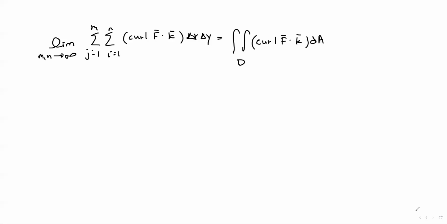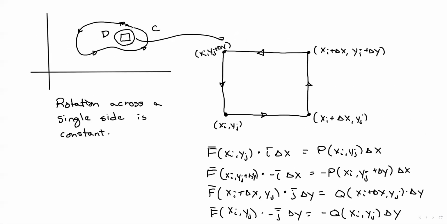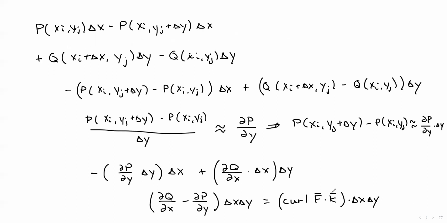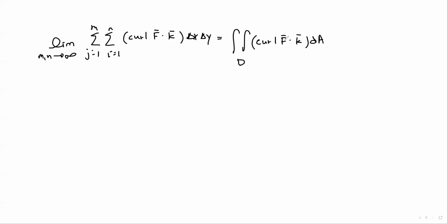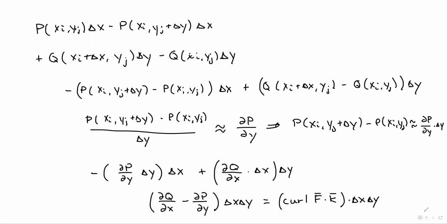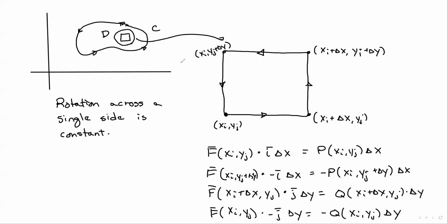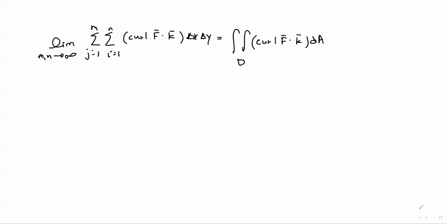All right, so what I've done there is taken my single rectangular box, and I can vary it across this entire D object. And if I do that, since the calculation turns into this curl of f dot k, I'm going to end up with a double integral of curl of f dot k dA. So by taking our little box and moving it around, we've gotten the right-hand side of Green's theorem. Okay, so now the question is, what about the left-hand side?